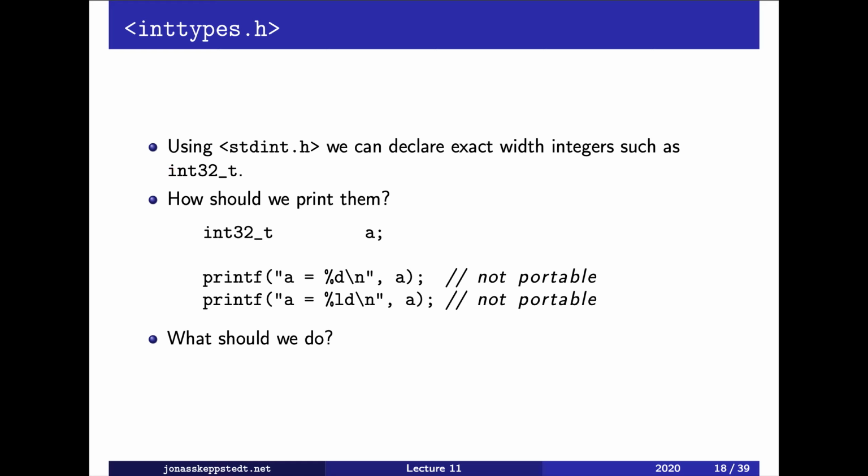A question that arises is how we should print them. These two attempts are not portable. The first fails if, okay, I should say first, %d is for printing a normal int, and %ld is for printing a long int, or just long. And these two fail. The first fails if an int is 16 bits or something other than 32 bits, and the same if long is not 32 bits. So how should we do?